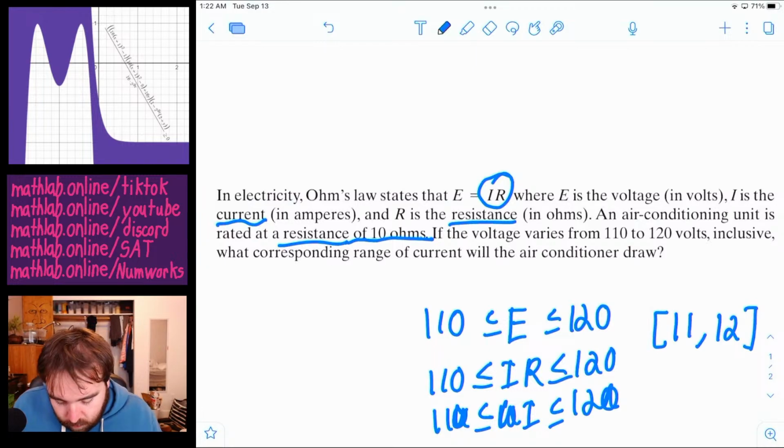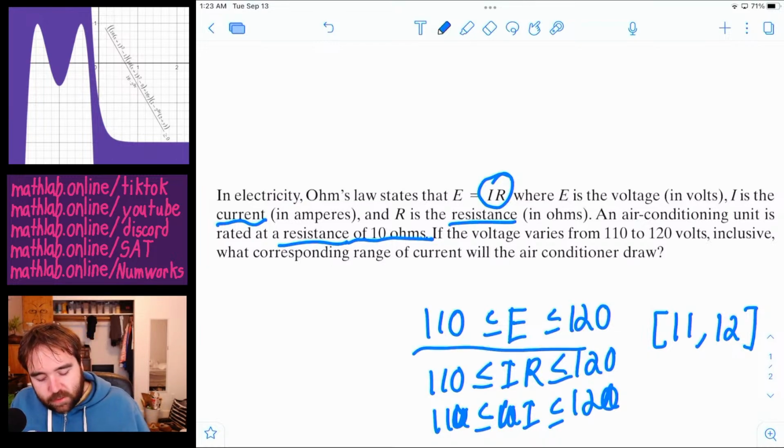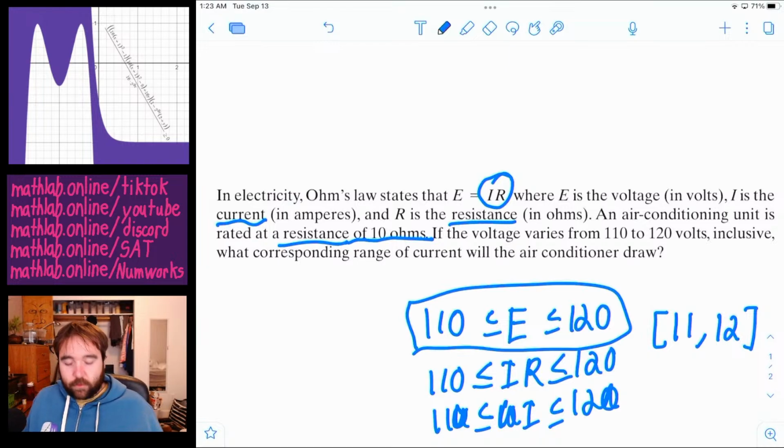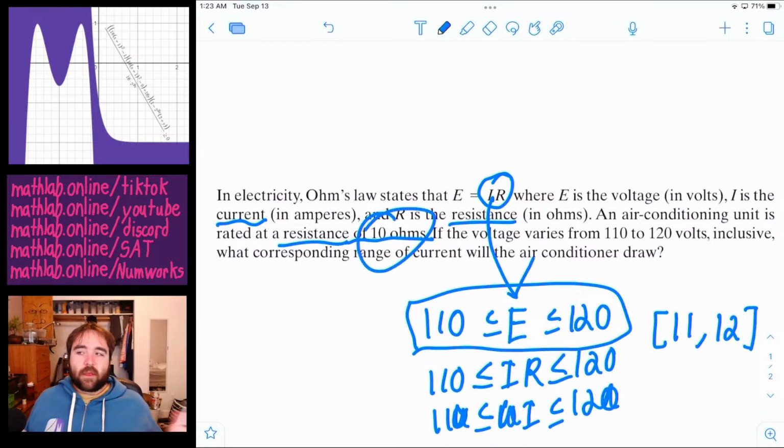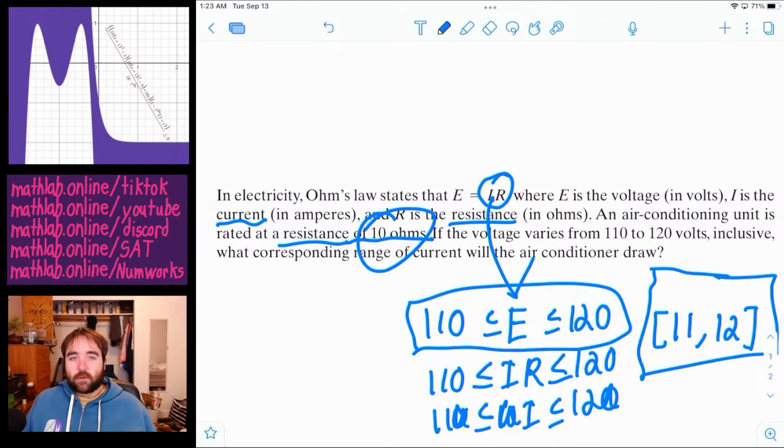So the current that will be drawn is in between 11 and 12, because that's what the I is. The I is the current. We found that it had to be in between 11 and 12. So see how they told us what the E was, the range the E was. We could kind of do this substitution and then plug in the 10, plug in the actual value they gave us, and then find our range of solutions that works for that.